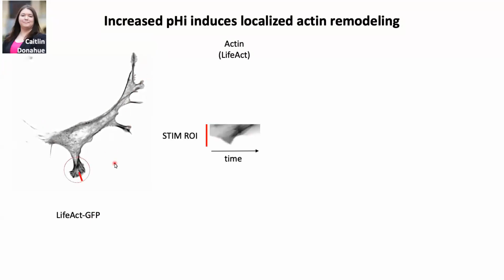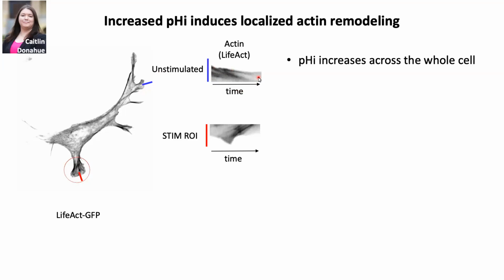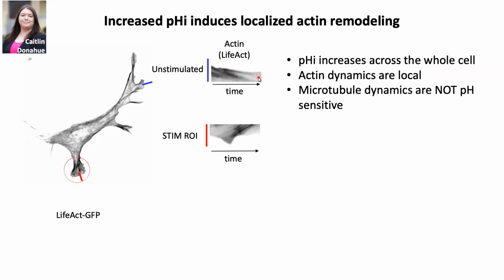But now we can actually track those actin dynamics during extension and protrusion and retraction in the stimulation ROI and compare that to the kymograph from LifeAct in the unstimulated region of the cell at the rear of the cell. Again, pHi increases across the whole cell, but actin dynamics are local. Microtubule dynamics are not pH sensitive. I didn't have time to show that data today, but we've demonstrated that on this time scale.